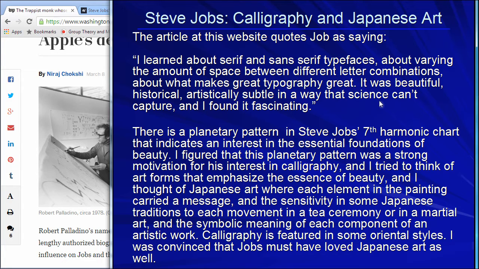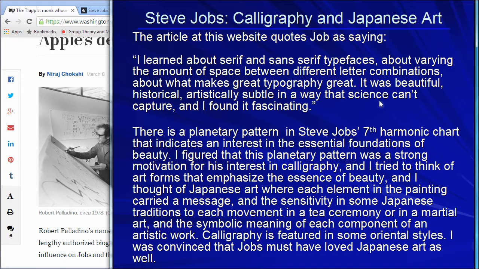Well, as I analyze this pattern in Steve Jobs' chart, I realize that his fascination with the basis of beauty, to remove everything that's a distraction and to find out what makes great typography great, that caught the essence of it.